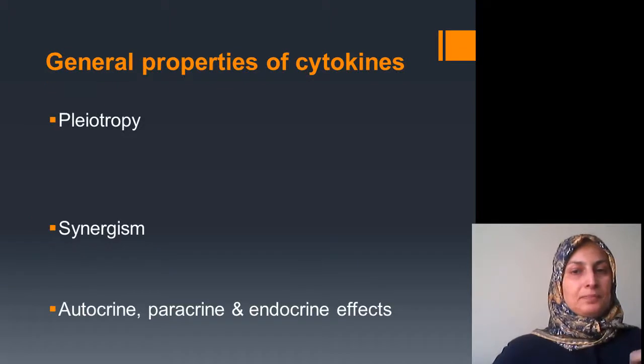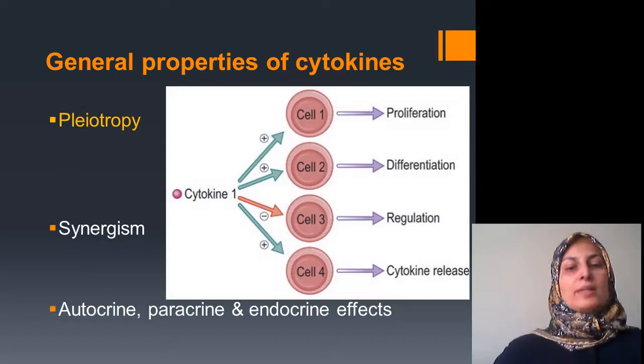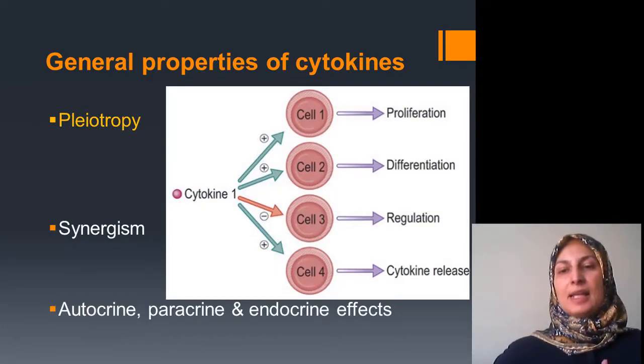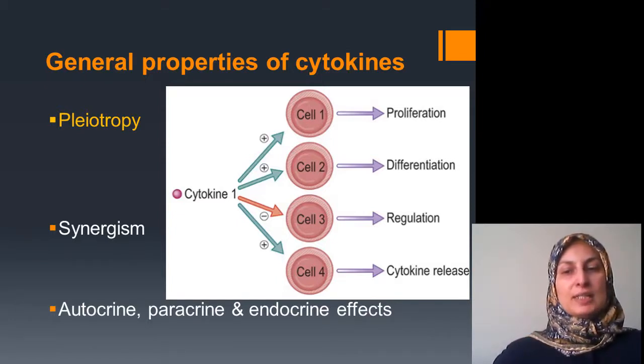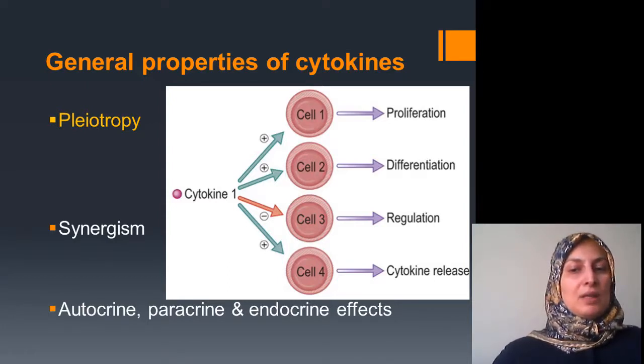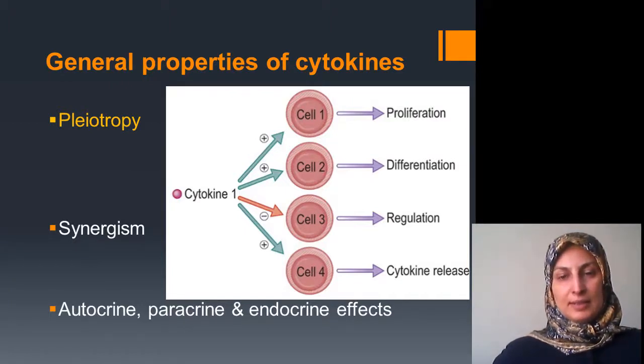These proteins share different properties. First of all, one single cytokine can affect different cells and stimulate different actions. So, for example, cytokine 1 can induce proliferation in cell type 1, while it enhances differentiation in cell type 2. It regulates the action of cell type 3. So it has different functions. There is no one specific function of a single cytokine. The action depends on the different cells that respond to that cytokine.